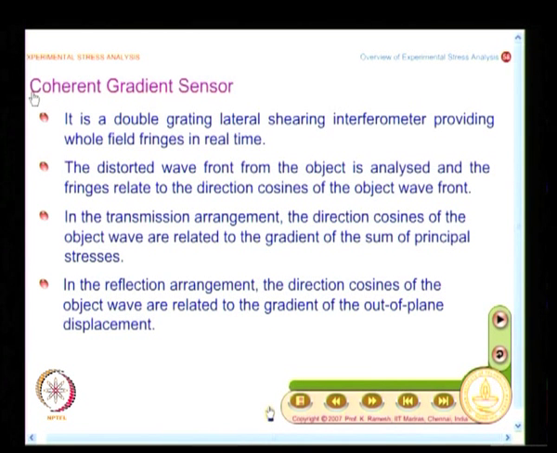So, what we find here is I can apply coherent gradient sensor in transmission arrangement as well as reflection arrangement. In transmission arrangement, I get the gradient of the sum of principal stresses, and in reflection arrangement, I get the gradient of the out of plane displacement. I get only a gradient, I do not get actual values, I get only the slope.